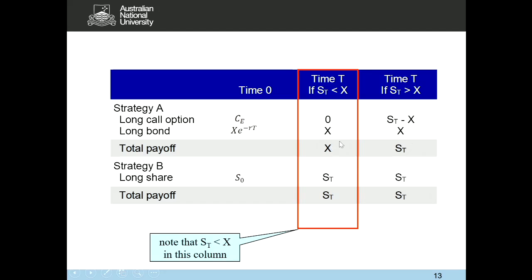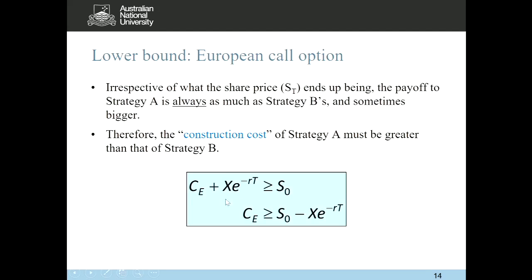Now, because portfolio A is superior when the share price finishes low, we argue that the setup cost of portfolio A should be at least as much as portfolio B and sometimes bigger, right? So that's the greater than or equal sign going on there. Everybody understood that, right? Everybody understood how we derive this lower bound, yes? Can we move on with the arbitrage activity?